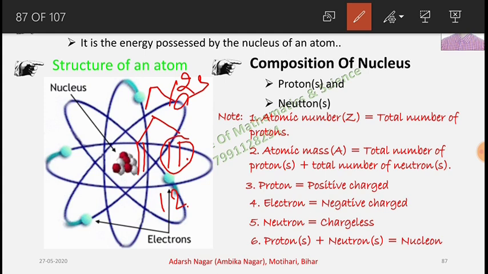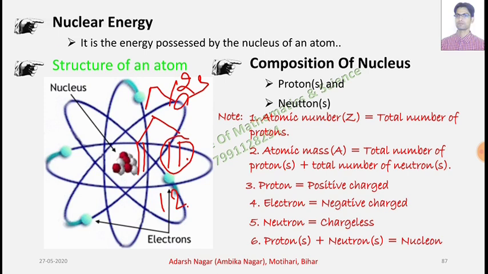Now third, proton is equal to positive charge. Protons are positively charged particles, electrons are negatively charged particles, and neutrons are chargeless particles. And protons plus neutrons is equal to nucleons, meaning the nucleus contains protons plus neutrons. This is about the atom. Okay.